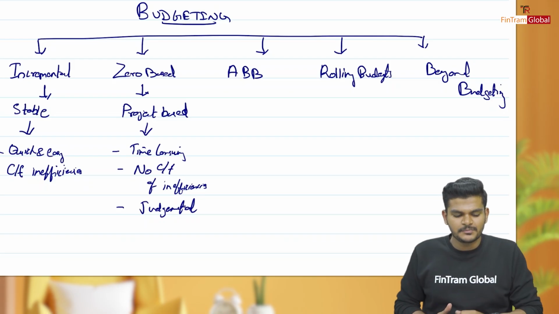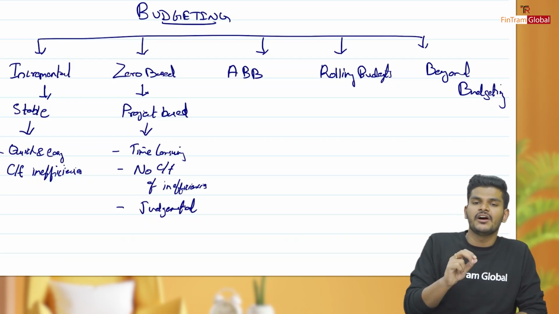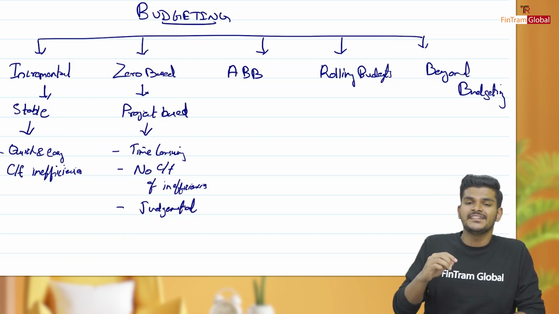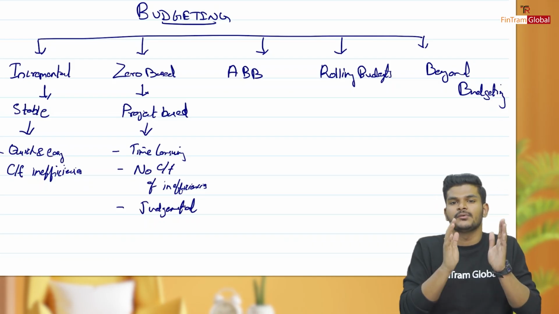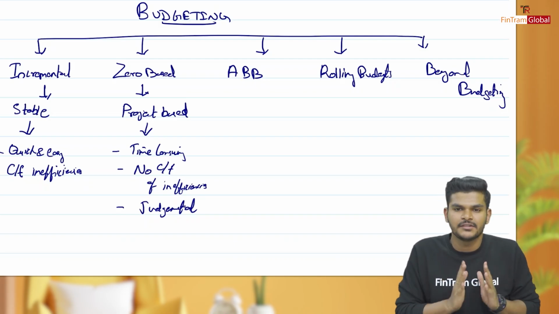So that's what zero-based budgets are all about. Okay, folks, it is time-consuming and judgmental, but it does not carry forward any inefficiencies, and it ensures that only the appropriate things are added into our budgets. Okay, folks, so that's one of the greatest advantages of this type of budgeting.